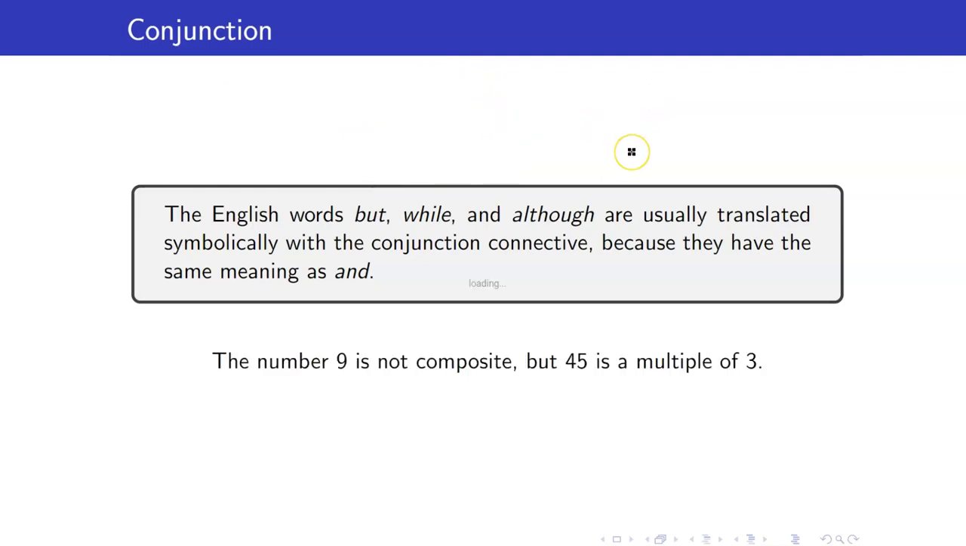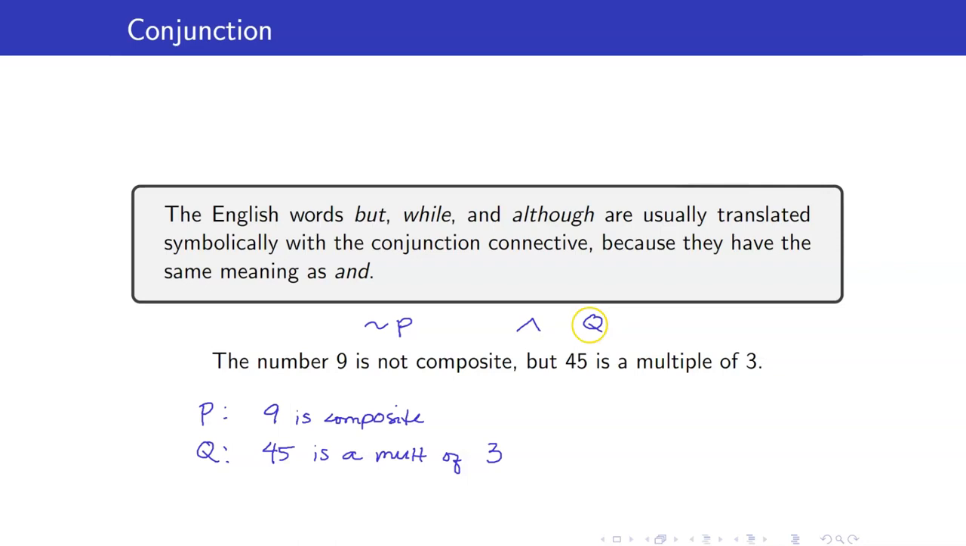For example, the number 9 is not composite but 45 is a multiple of 3. So if I make P be the statement 9 is composite and Q is the statement 45 is a multiple of 3, then this statement becomes not P because 9 is not composite, but that means and 45 is a multiple of 3, so that's Q.